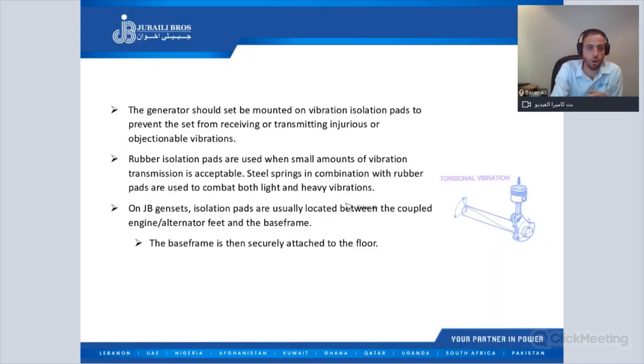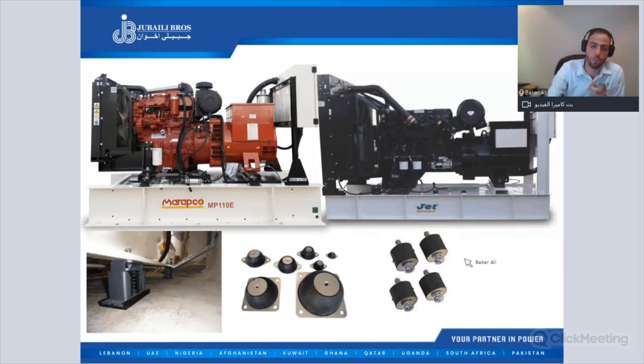So on our Jubaili generator, isolation pads are usually located between the coupled engine alternator and the base frame, and then the base frame is securely attached to the floor. This is very important, guys. If a small amount of vibration is acceptable, then we can use this type between the coupled engine alternator and the base frame. But if it is not acceptable, then we should use this spring type, combined with the normal type.